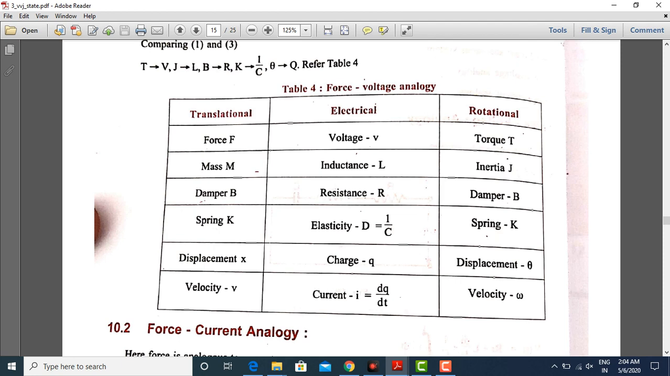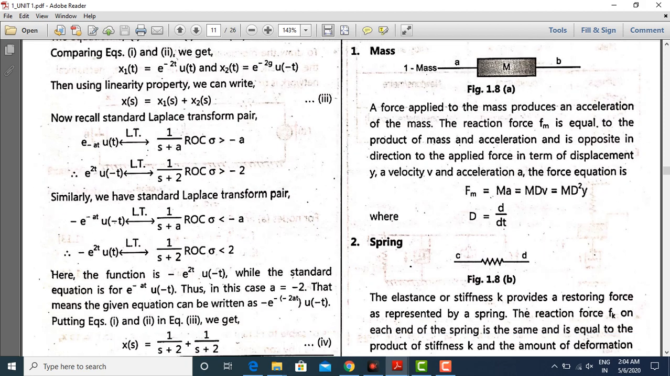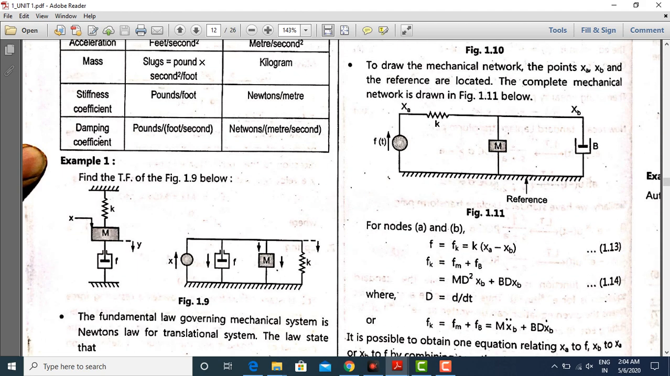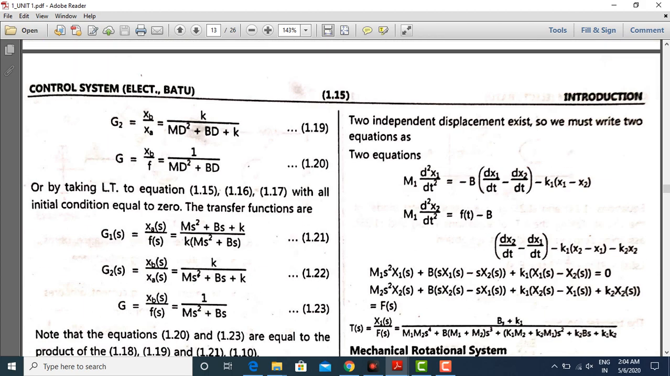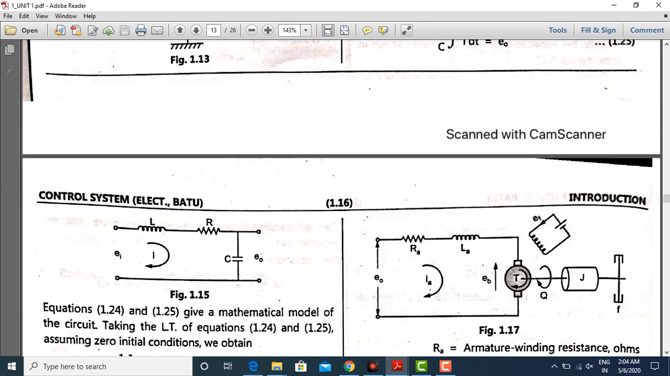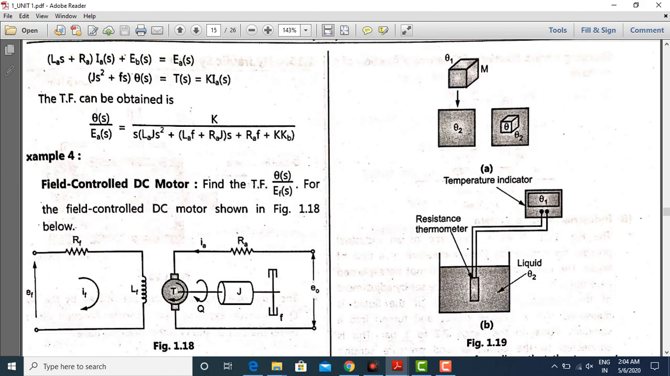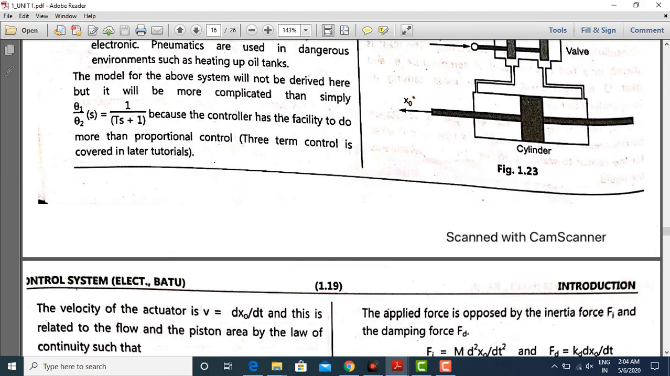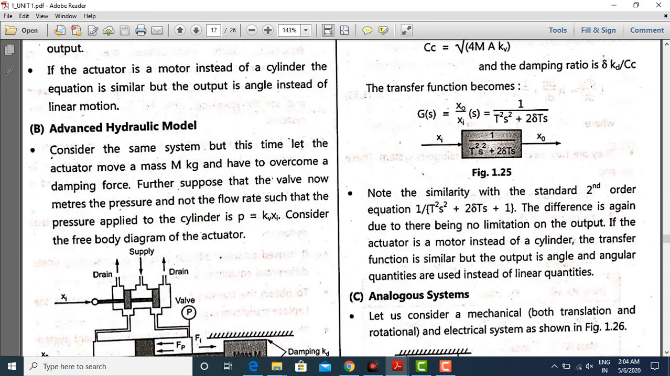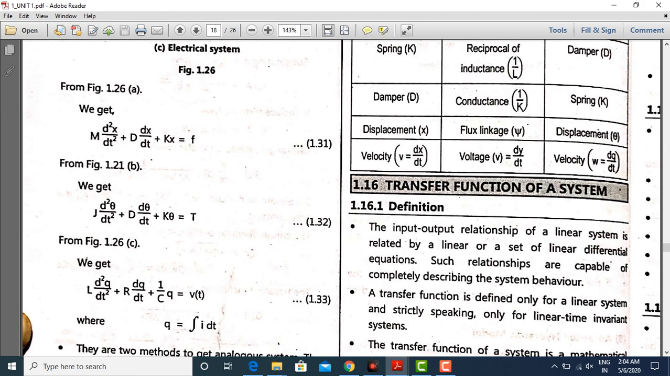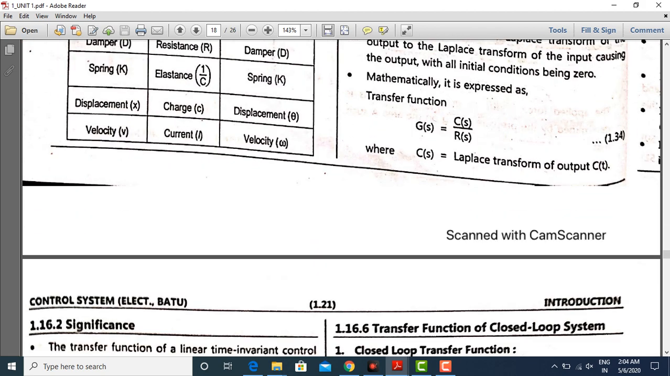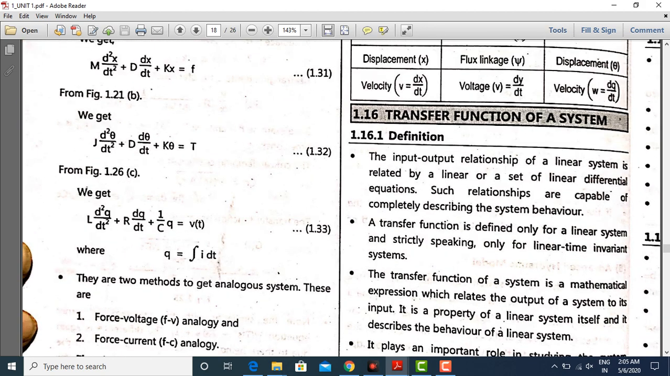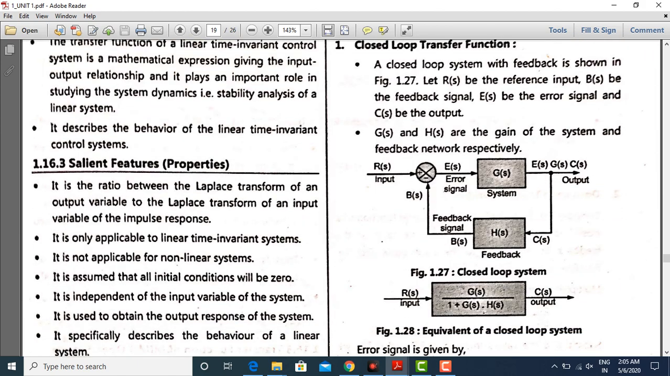We have discussed this in detail. Now moving towards the next point; either you will prepare this, otherwise you can prepare that also. Our next point is transfer function. As we know, the transfer function is nothing but the Laplace transform of output upon the Laplace transform of input if initial conditions are 0. Here you can see the transfer function of a system.